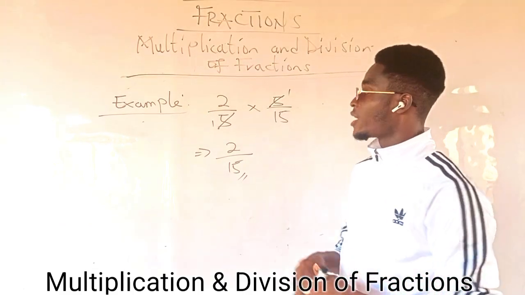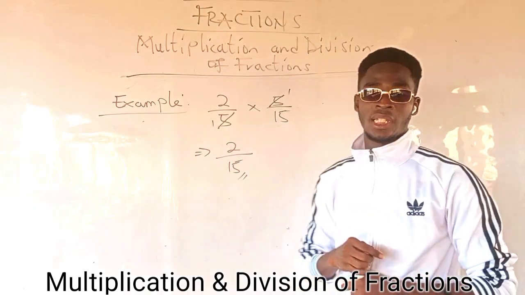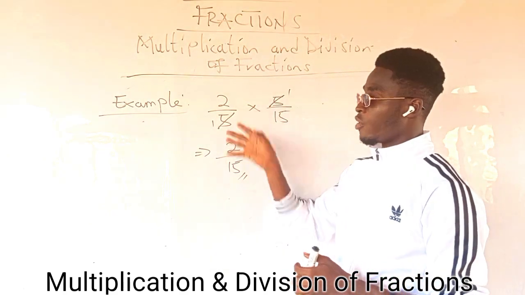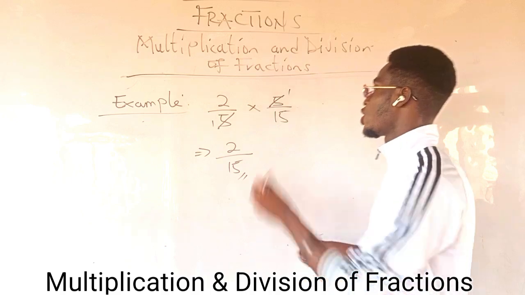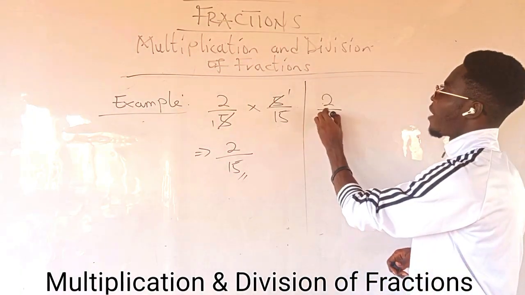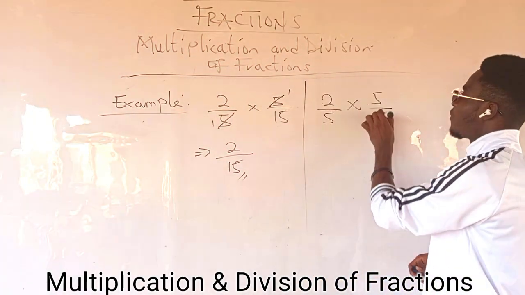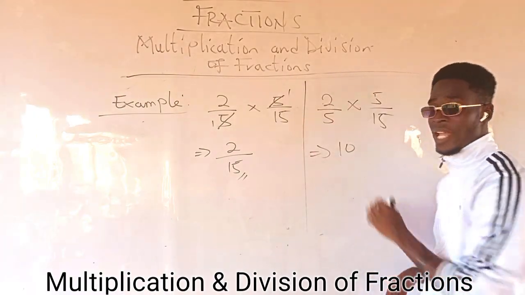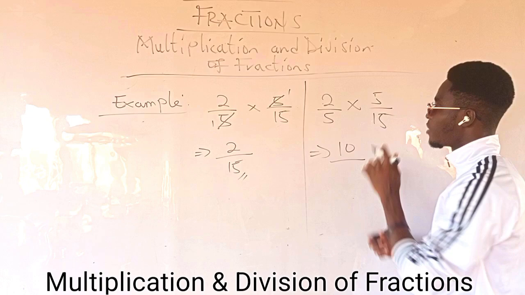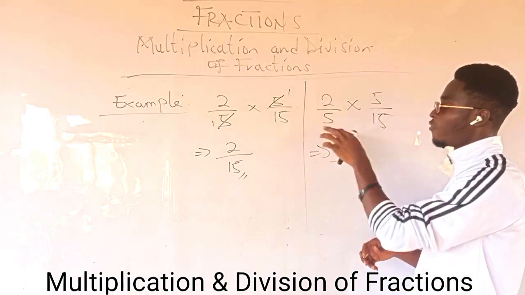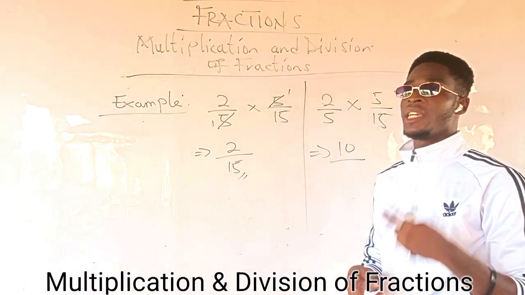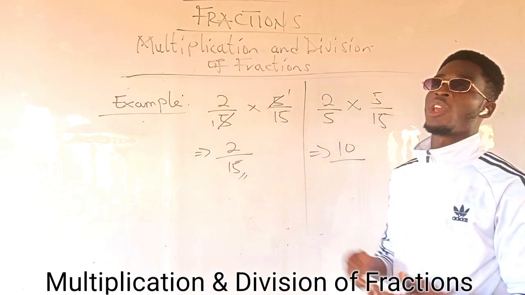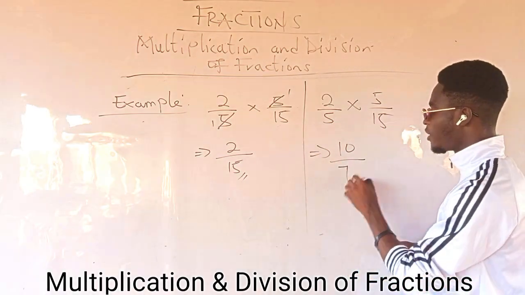Another method is when you multiply straight forward without doing anything like this. So let's say we have 2 divided by 5 times 5 divided by 15. We will go straight forward. 2 times 5 will give us 10. Then 5 times 15 will give us 75.